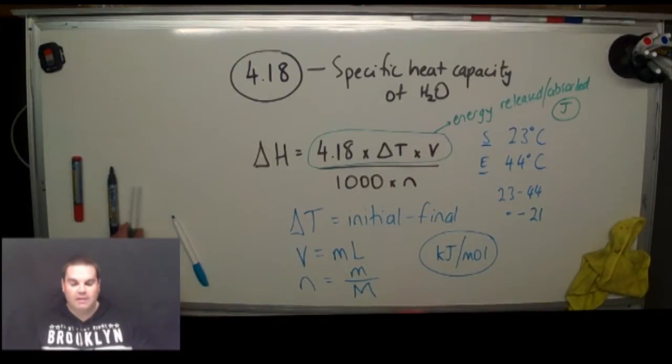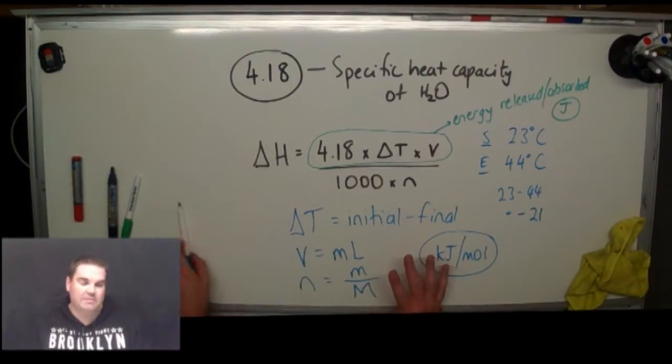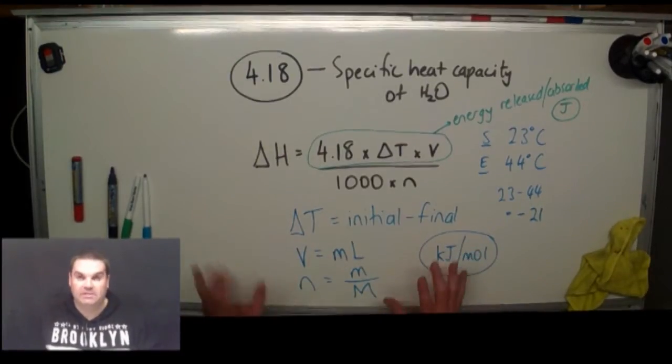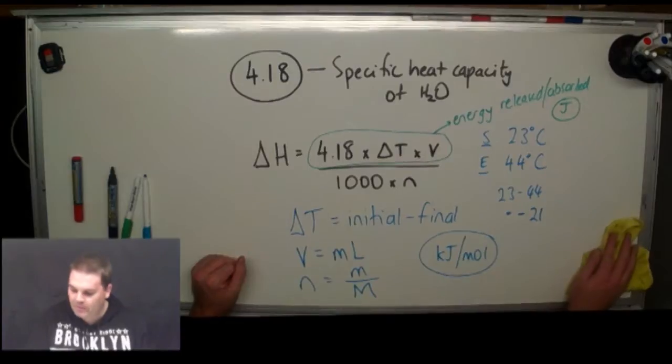So anytime we write a thermochemical equation, we use kilojoules per mole. So you can just pop that in there. There's an example of that in the notes. Hopefully you've gone through plenty of them as well, so have a look at that if you need to actually see an example as well.